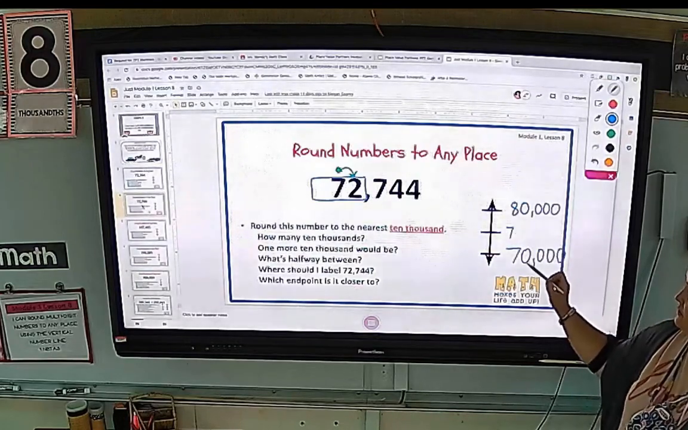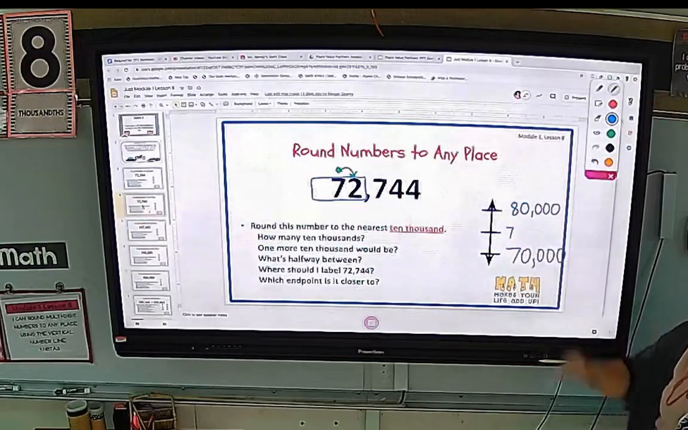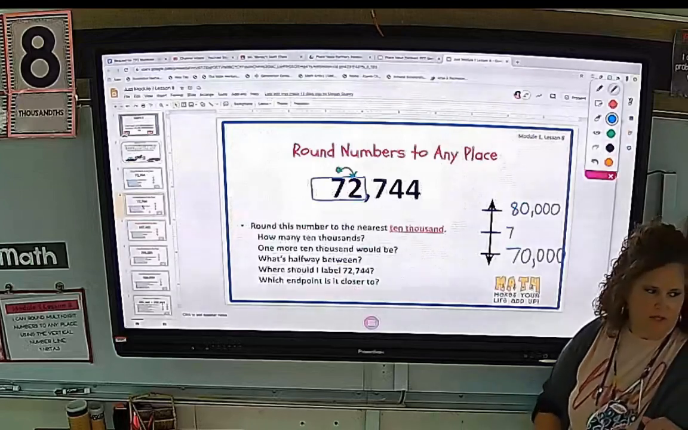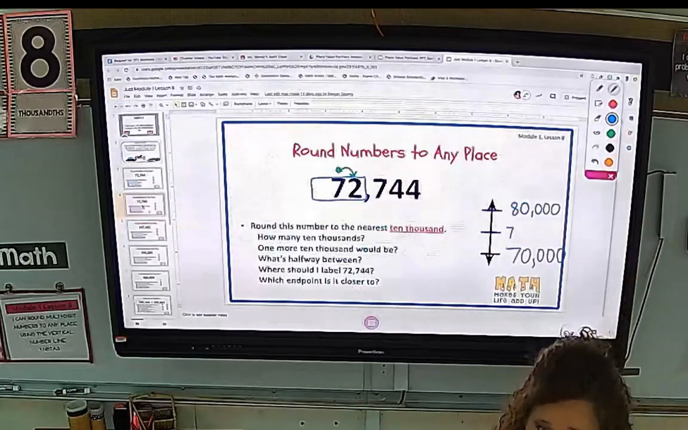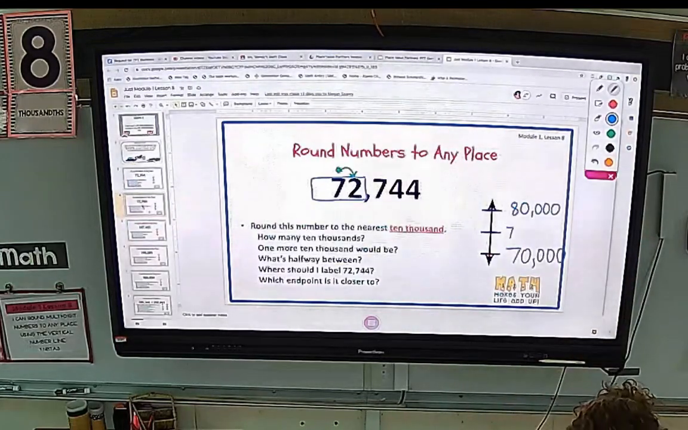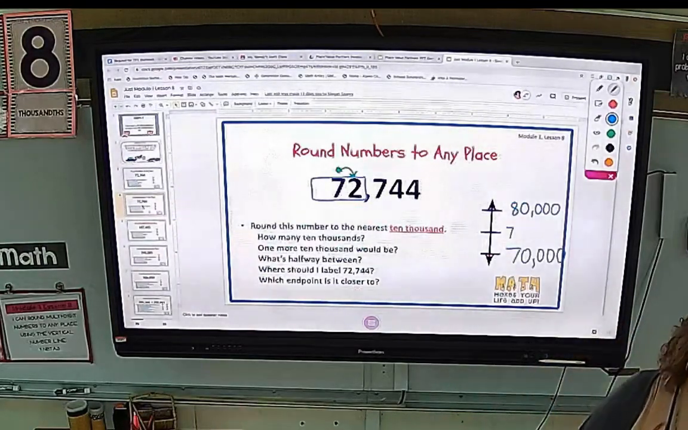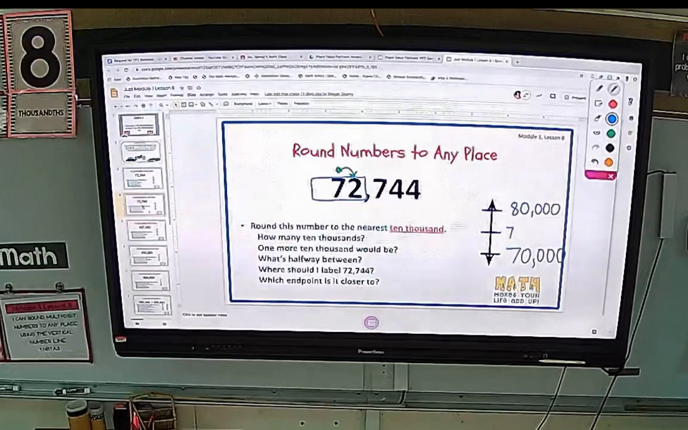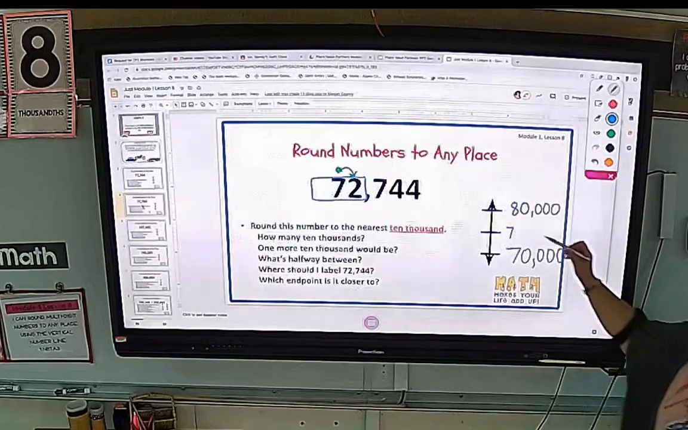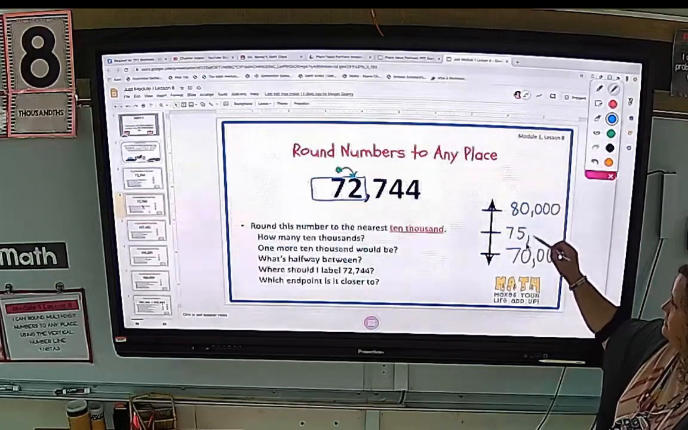Well, this is 70, so what's halfway between 70 and 80? If I was just counting my numbers, what's halfway between 70 and 80? 70 what? Let's help her out. What's halfway between 70 and 80? Yeah. 75. So this would be 75,000.